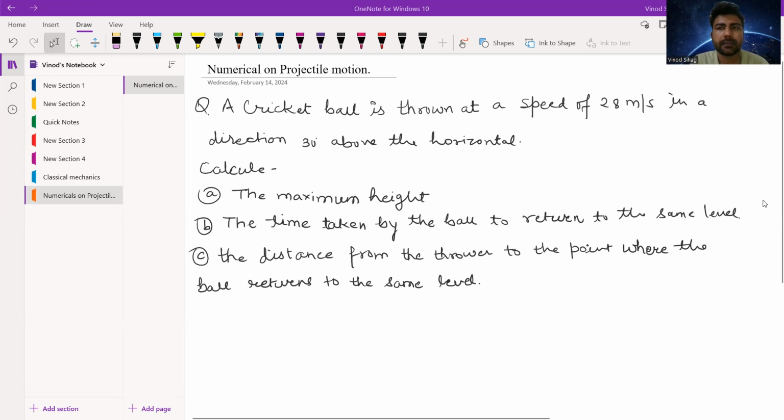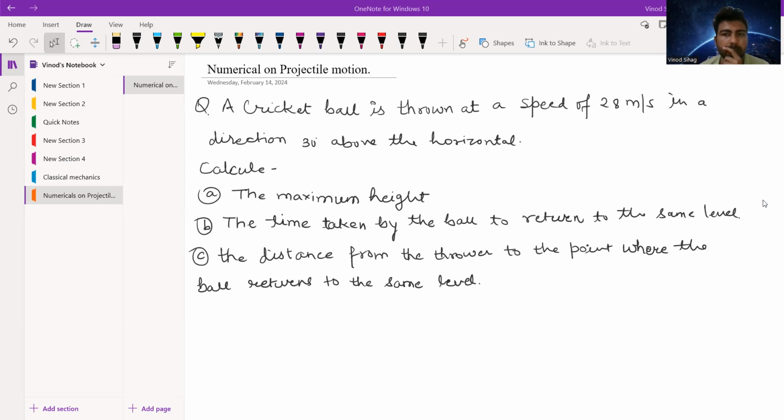So, hello students. Today we will solve the numericals based on projectile motion. Okay. So on the screen you are able to see one question that is related to the projectile motion. Basically, it is saying that a cricket ball is thrown at a speed of 28 meter per second in a direction 30-degree above the horizontal.